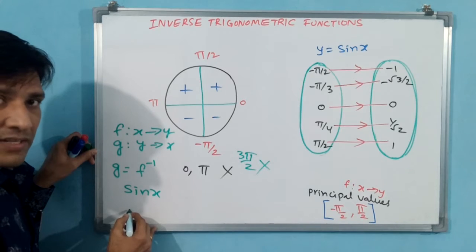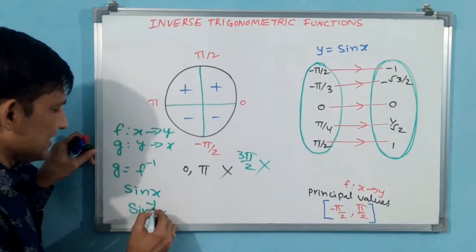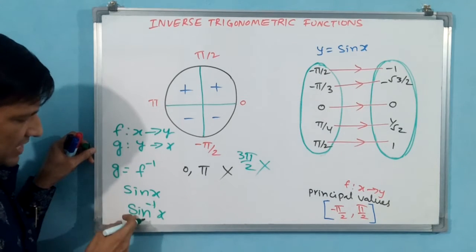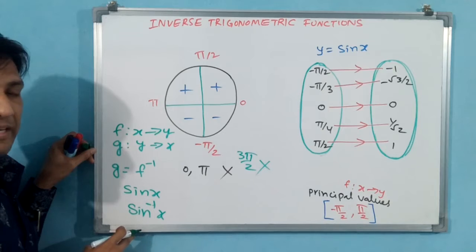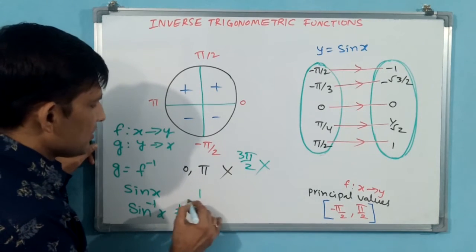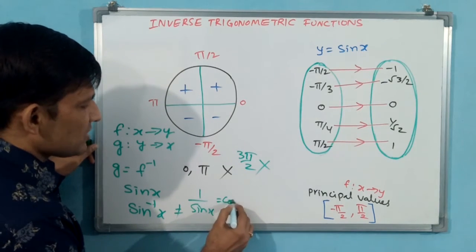Then what will be g? Sin inverse x. That means f to the power of minus 1, sin to the power of minus 1 x, is called the inverse. Sin inverse is not equal to 1 by sin x. You understand first. Why?